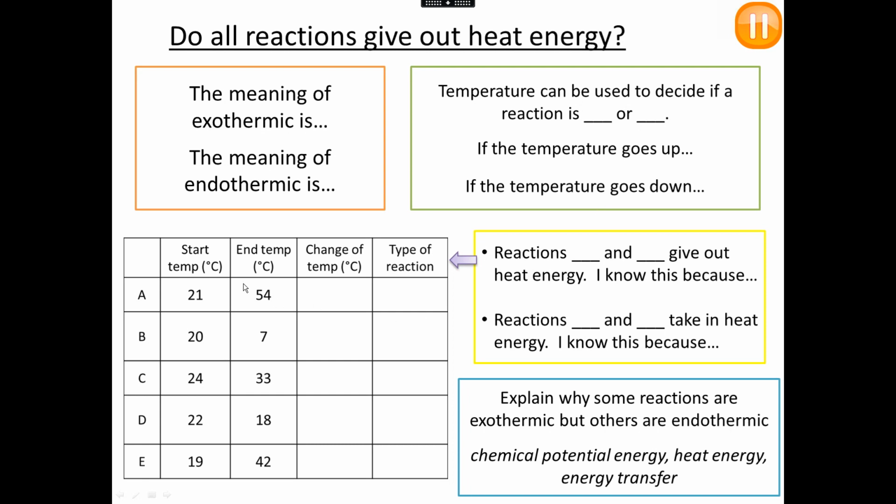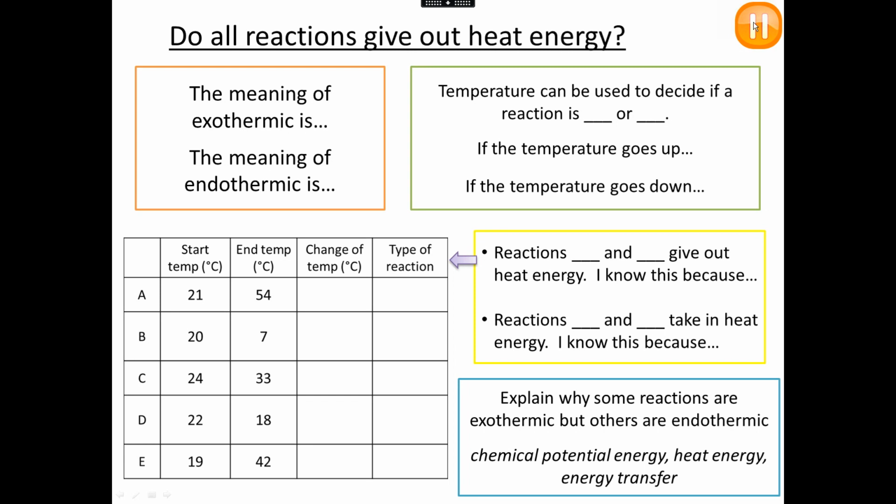Then explaining how temperature can be used to decide if a reaction is exothermic or endothermic. Then I filled in the results of the experiment. You need to work out the change of temperature and then use the fact of whether it's going up or down in order to say whether it's exothermic or endothermic. Then combining in the idea of energy transfer, chemical potential energy and heat energy to explain why some reactions are exothermic when others are endothermic.